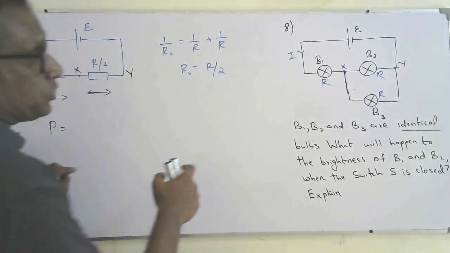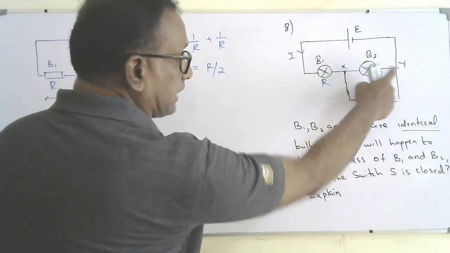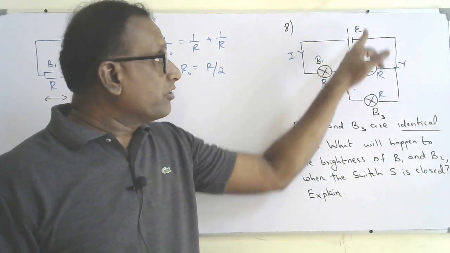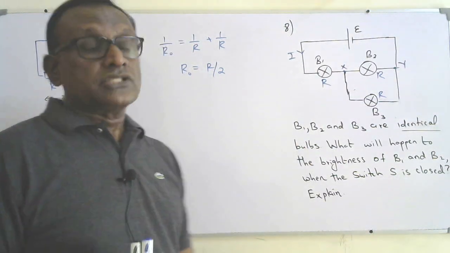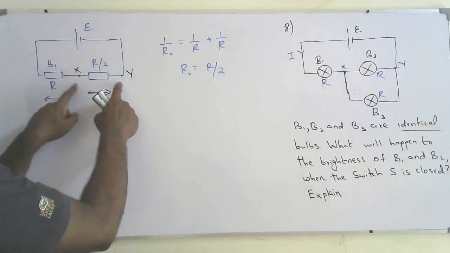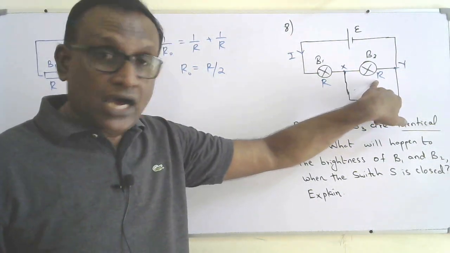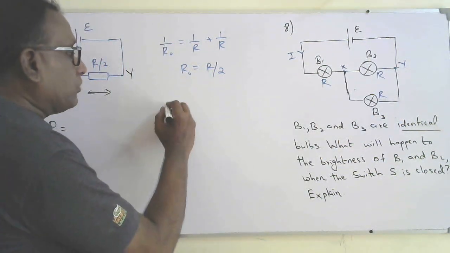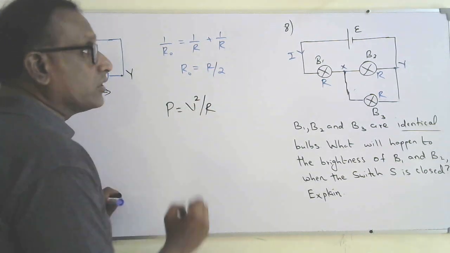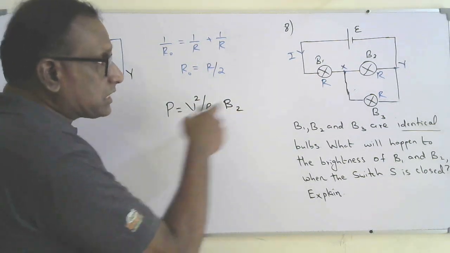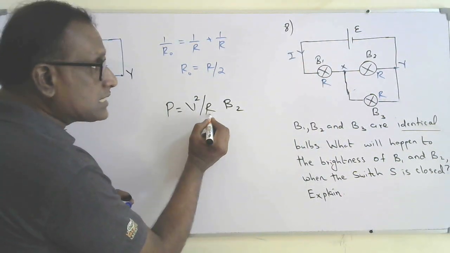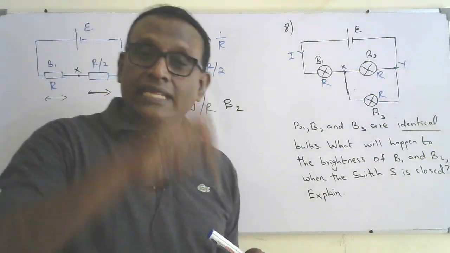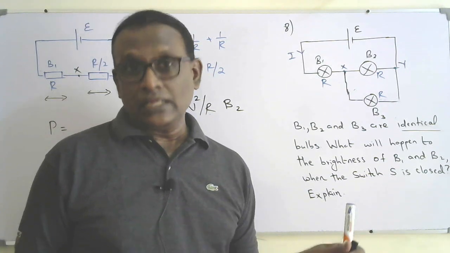What will happen to the bulb B2? The voltage across B2 is the voltage across the junction XY. The voltage across the junction XY is dropping compared to earlier. It was earlier half of EMF, now it's dropping further. The resistance of B2 is remaining the same as R. So if you use power equal V squared over R for the bulb B2, the voltage across B2 is dropping and the resistance is remaining the same, so the power to B2 will decrease. So the brightness of B2 will decrease.